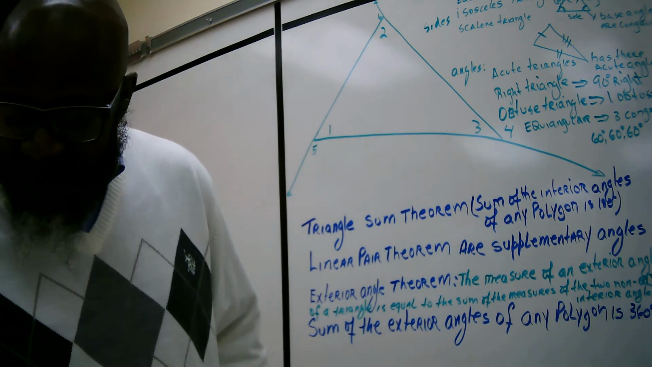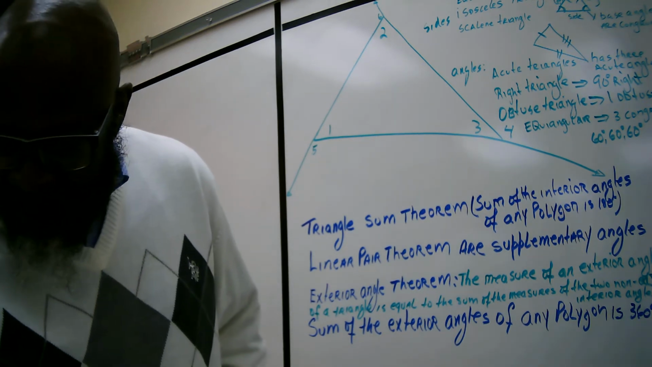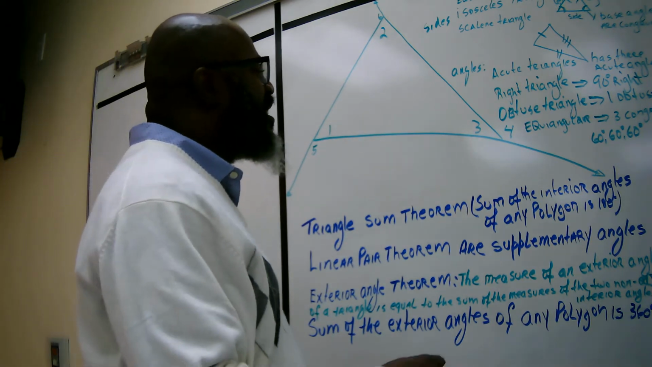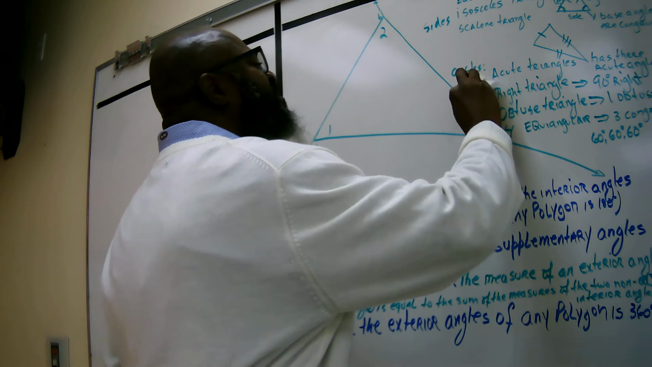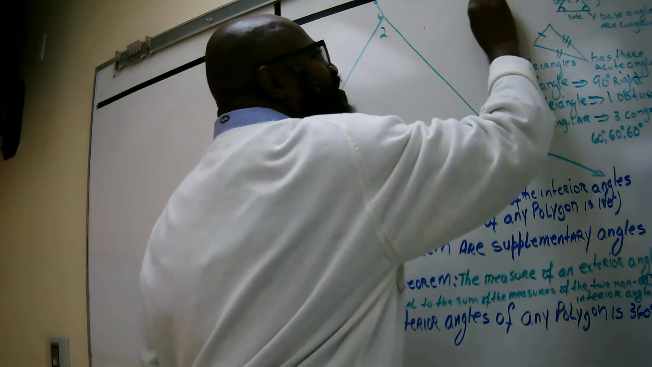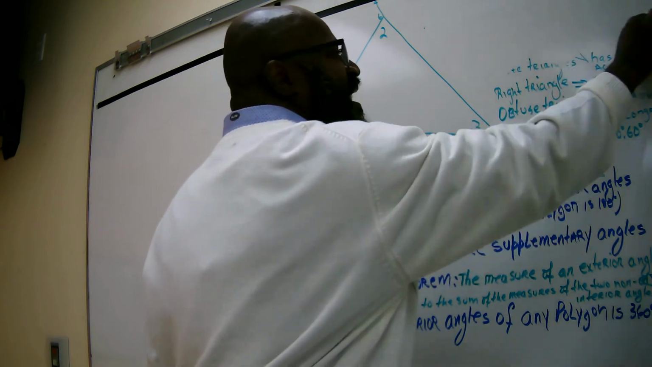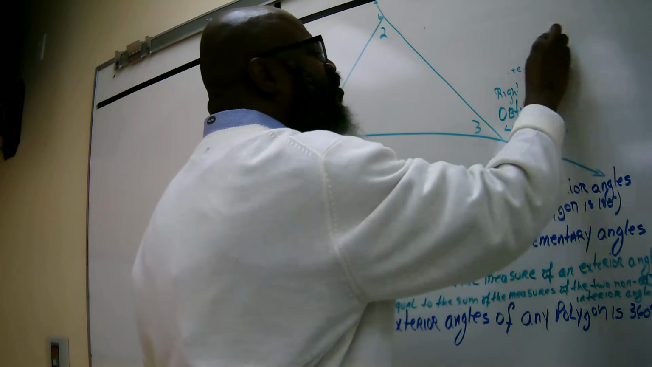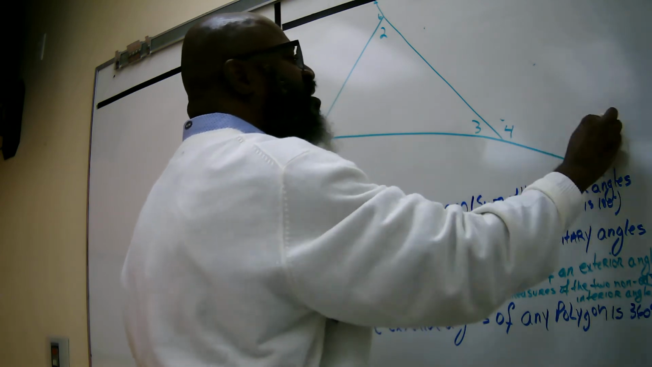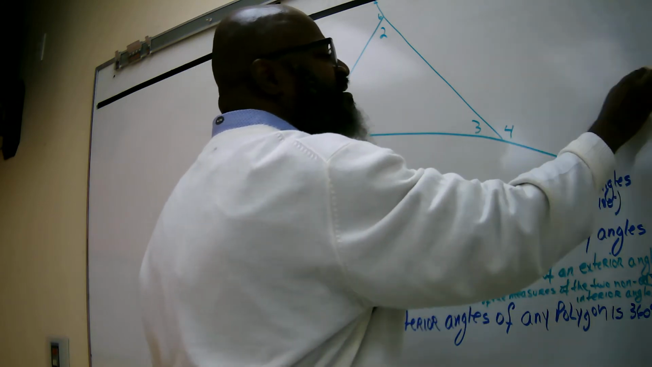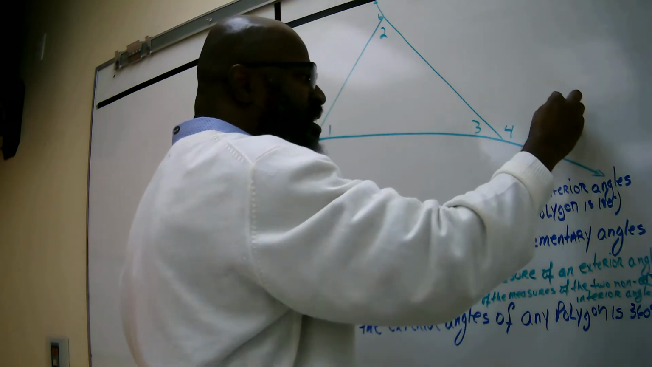An equiangular triangle has the magic number where each angle is 60. So that's the recap. You need to study those terms. When you are asked to classify a triangle, you know that there are three that classify based on side, and four that classify based on angle.